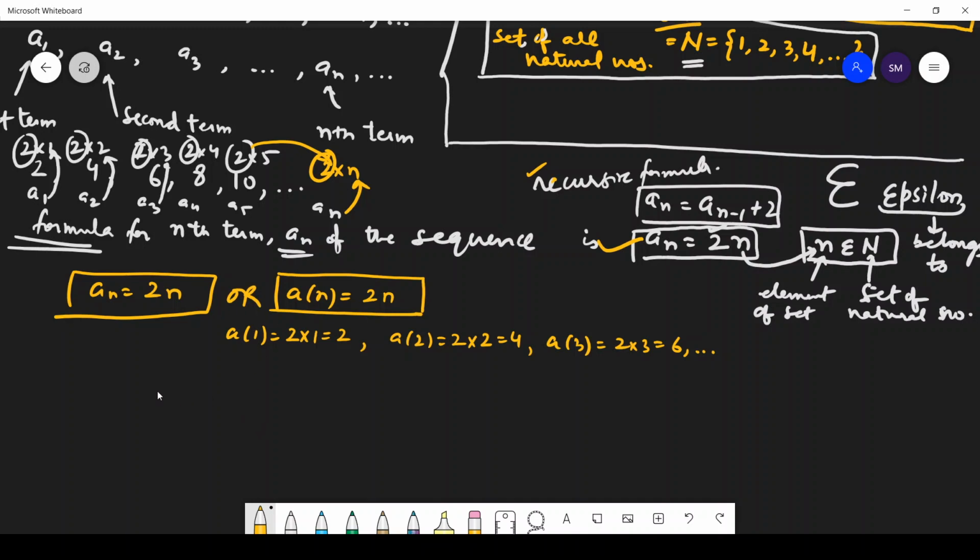Now I want to find the 103rd term of the sequence. So students, tell me the 103rd term of the sequence. a103 will be equal to, so put n equals 103 at both places. What do you get? 206. Very good. So 2 into 103, that is 206.